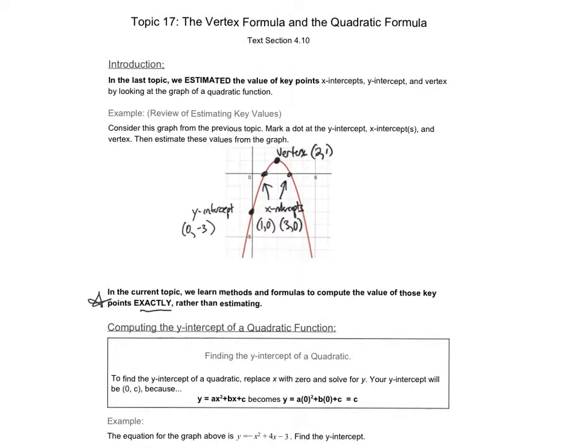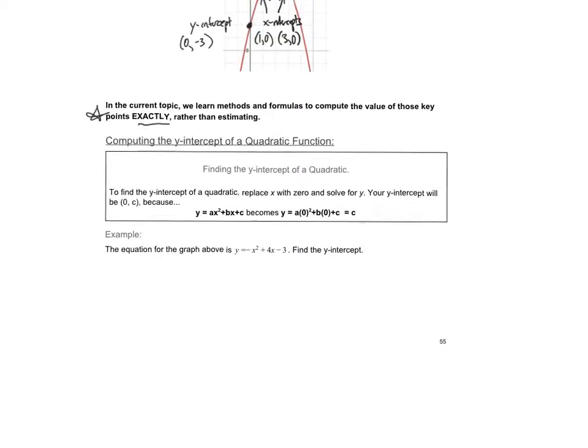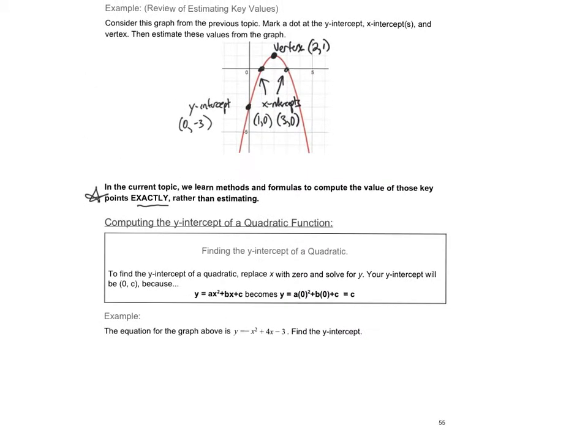So our first topic is, how do we compute the y-intercept of a quadratic if I have the actual equation? And this is sort of the friendliest of the three questions that we're going to study. As we look for the y-intercept, x-intercepts, and vertex, the y-intercept is the nicest because we can really use the method that we've been using all along.